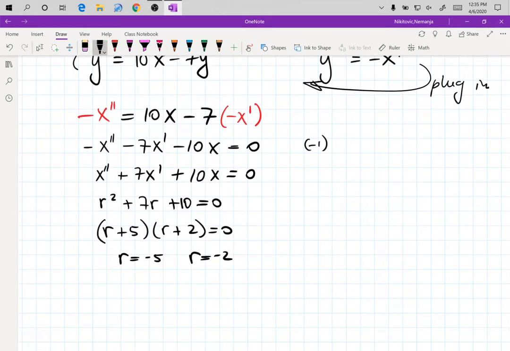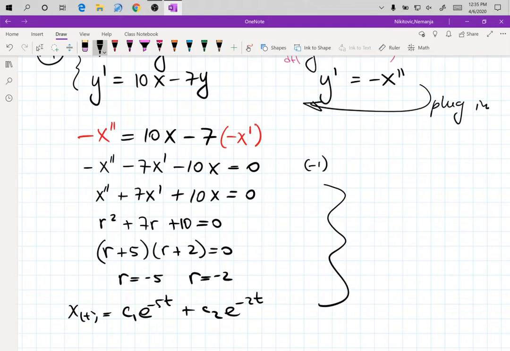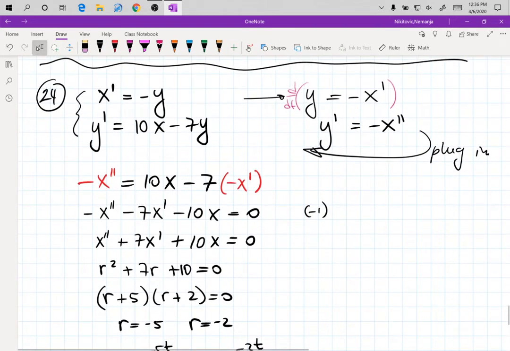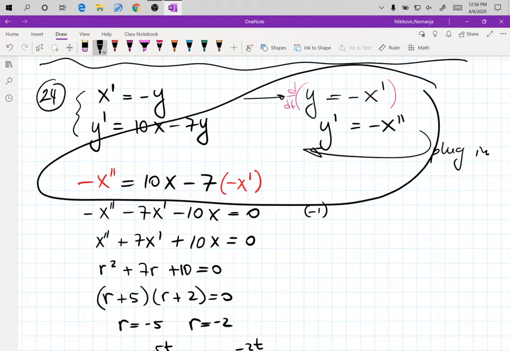So I have my x of t as c1 e to the -5t plus c2 e to the -2t. That was chapter 3, right? All of this over here is chapter 3.1. That was all there. So the way to convert over here, that is 4.1. That's all. The rest is all chapter 3.